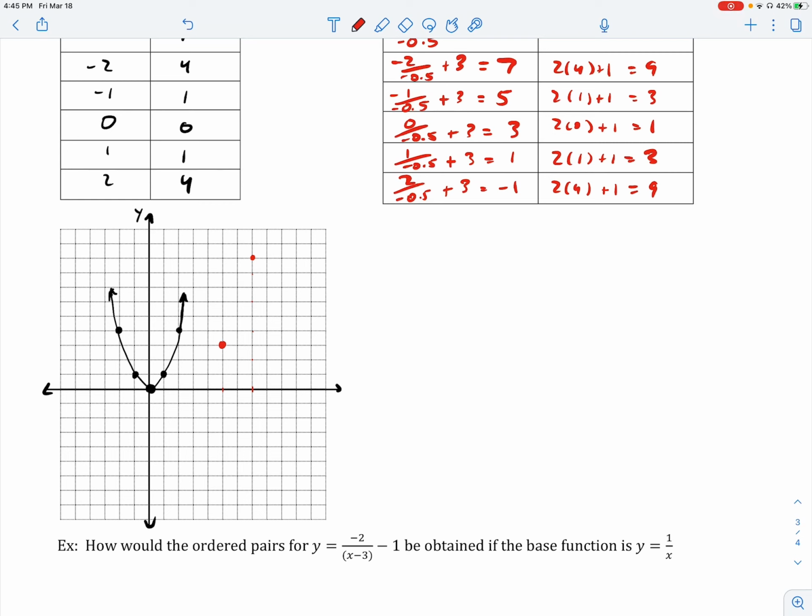And then I have 3, 1. 3, 1 is right here. That's my vertex. And then I have 1, 3. That's that point there. And then I have negative 1, 9 right up here. Okay, so you can see I have the nice shape for my quadratic.